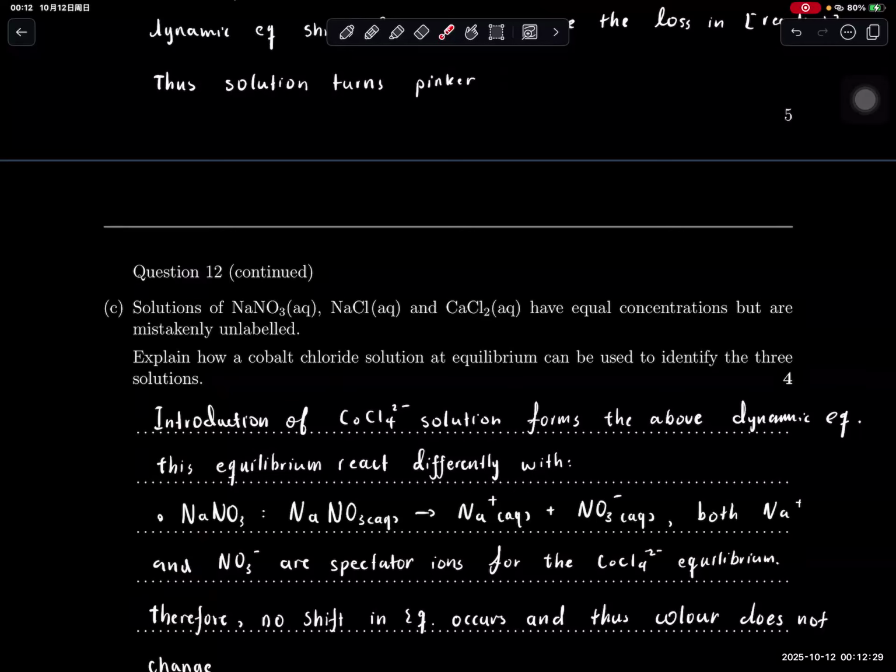So out of the 3 solutions, sodium nitrate does not have anything happen, no color change, just a mixture of pink and blue, probably purple. Sodium chloride will turn blue. Calcium chloride will turn very blue. So that's basically what you can see as an observation.